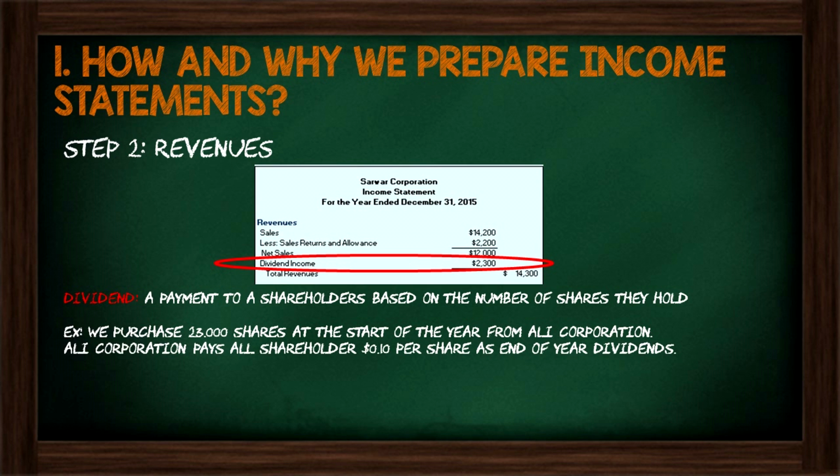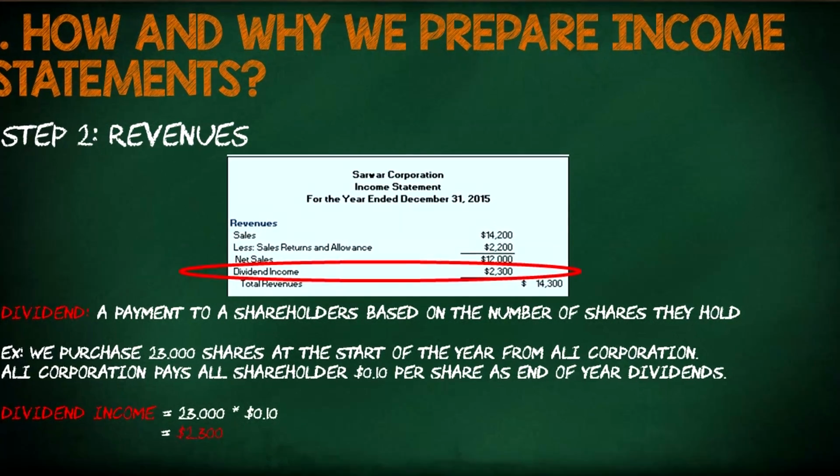So therefore, we bought 23,000 shares at the beginning of the year, and we were receiving 10 cents per share of a dividend. Therefore, our total dividend income is simply 23,000, right? The number of shares multiplied by the rate, which is 10 cents per share. 23,000 times 10 cents equals $2,300 of dividend income. So this finishes off our revenue section.